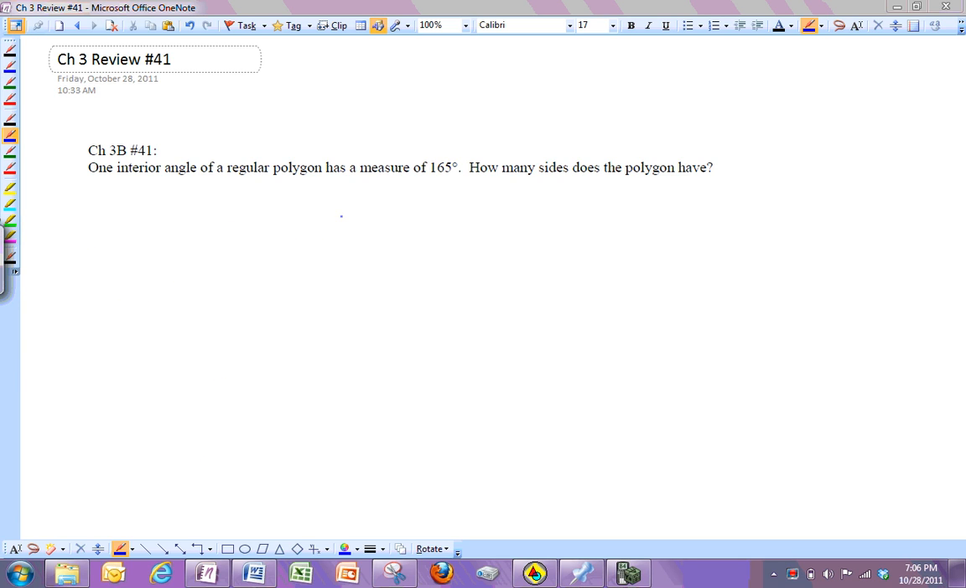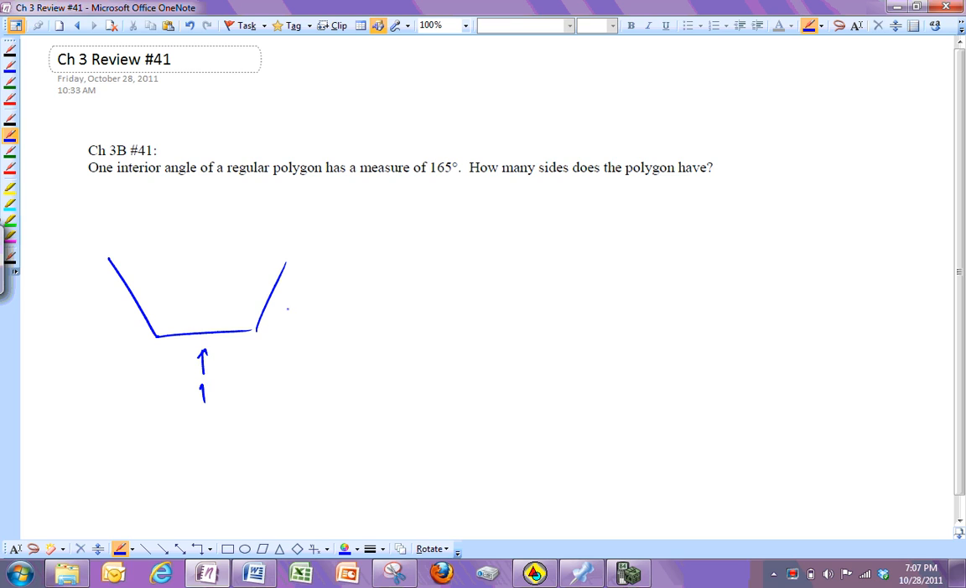I don't know how many sides it has, so I'm going to just draw a quick sketch here of what maybe the bottom of this shape looks like. Maybe it looks something like this. This would be side number 1, this would be side number 2, this would be the nth side, right? I don't know how many sides, so I'm just going to say it has n of them. And I do know that every angle here has 165 degrees in it.